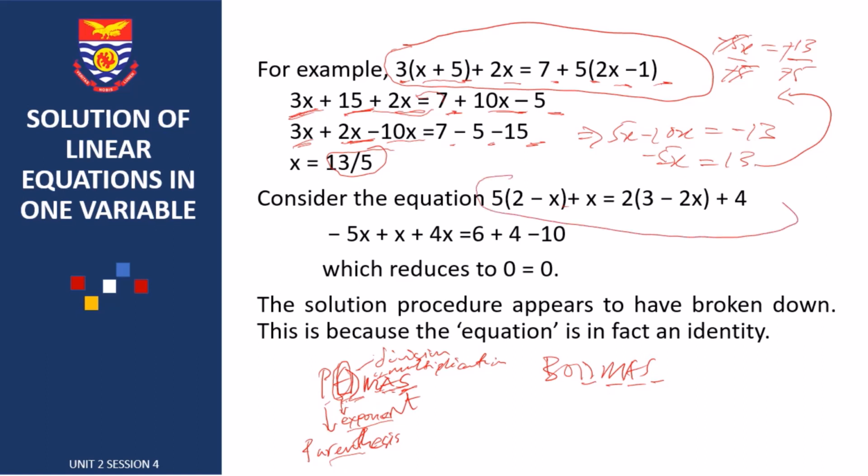Now let's consider this long equation. We'll do it just like we did the one on top. Let me erase something so that we can easily solve. The equation was 5 bracket 2 minus x plus x equal to, so I have 3 minus 2x bracket close plus 4. How do I do? I'll expand. I'll have 5 times 2 is 10 minus 5x plus x. Then this will give me 6 minus 4x plus 4.